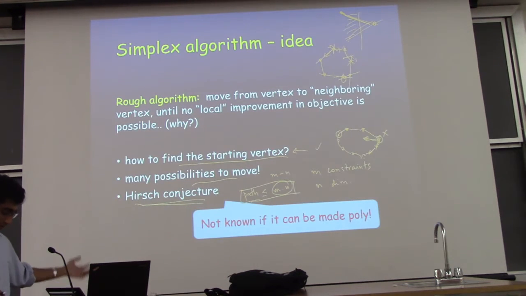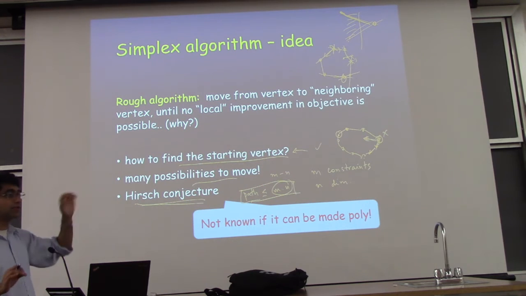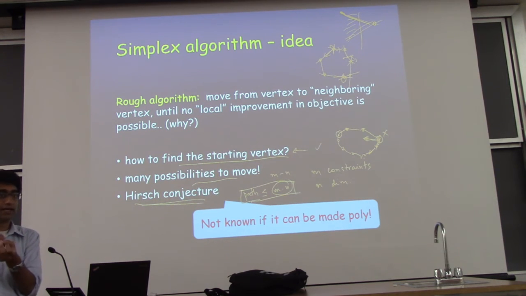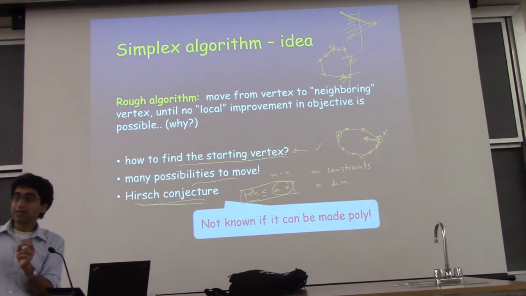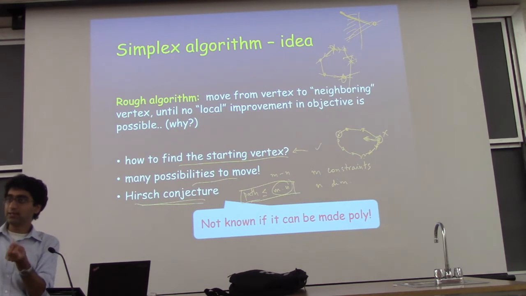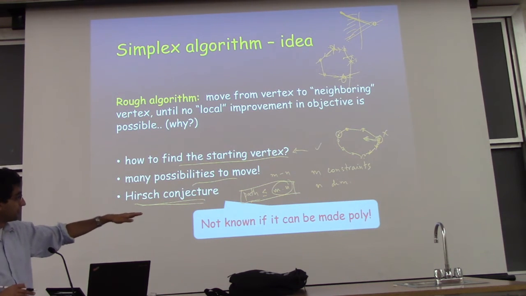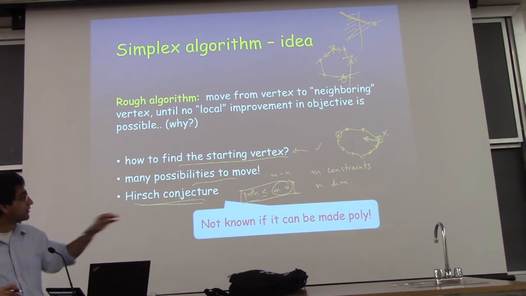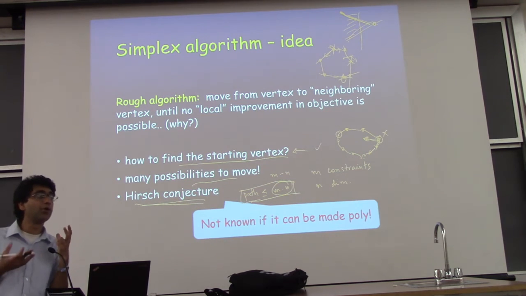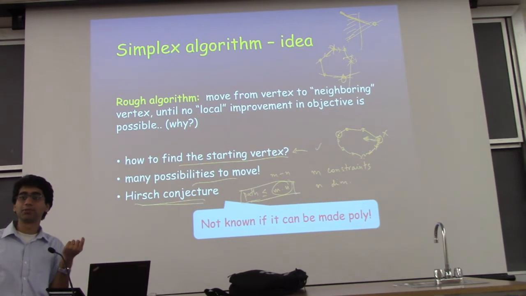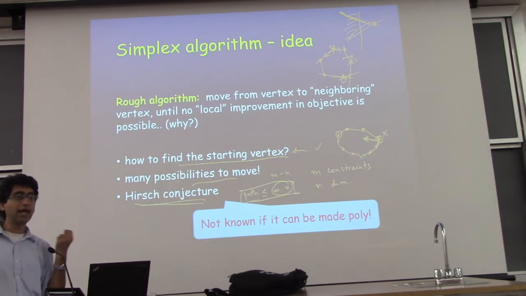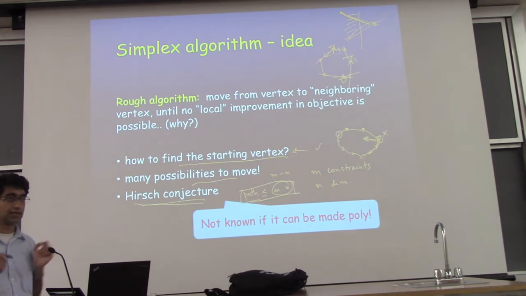Alright, so this is what's called the Hirsch conjecture. For all you know, it could be possible that you can always go from one point to the other quickly, but we don't know good ways. And this is the main problem with the simplex algorithm, that we don't know if you can bound the running time by a polynomial. Because if you can, then you would end up answering that question.